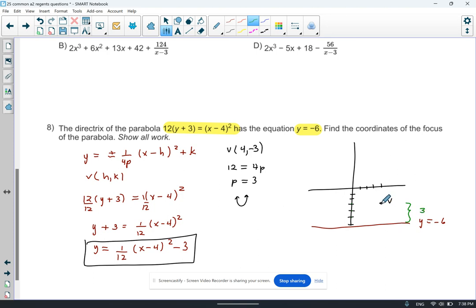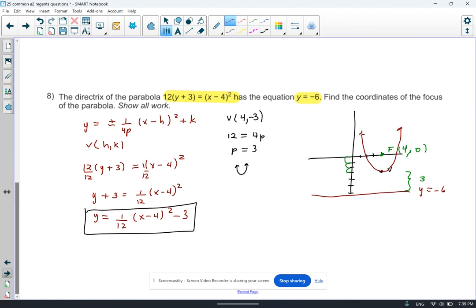And therefore, from the vertex, we're going to count up 3, 1, 2, 3. And here's my focal point, and that focal point is 4, 0. So that's the vertex. And again, I don't necessarily have to draw my parabola in, but I normally like to. Remember, the parabola eats the food.